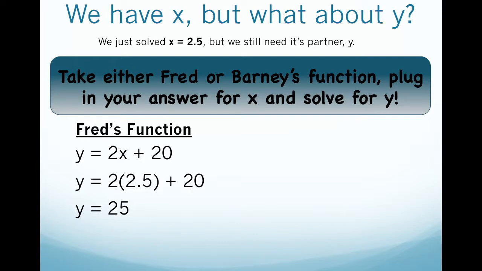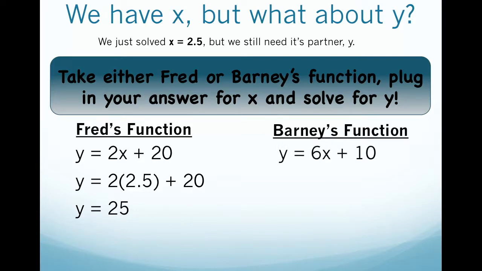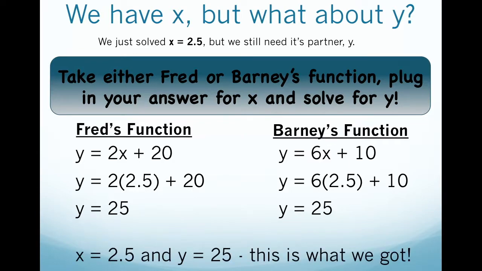Looks like we're on the right track. And I'm just going to show you that you could have done the same thing, but with Barney's function. Here's Barney's function. You know that x is 2.5, so you're going to plug it in. If you solve for y, you get the same thing. So in this case, x is 2.5 and y is 25, and that's exactly what we got at the beginning of this lesson, but using the table and graphing. If this is your thing, this could be a lot easier for you.